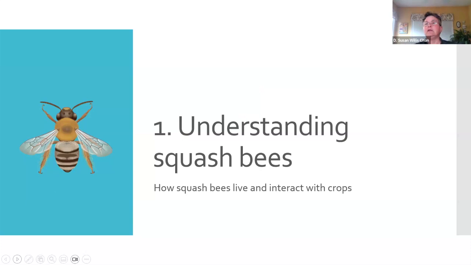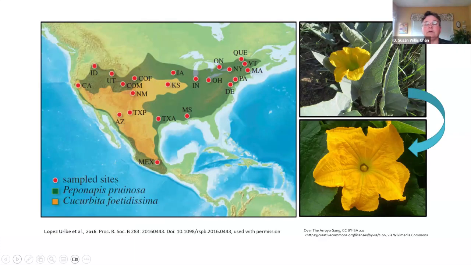So let's move on to understanding squash bees. We're going to pretend that we're not talking about bumblebees and honeybees, and we're just talking about squash bees. This is a really nice diagram from Margarita Lopez Uribe's paper from 2016, and it shows that the squash bee originated in Mexico, and squash plants also originated in Mexico. And squash bees and squash plants formed a very close association on wild squash.